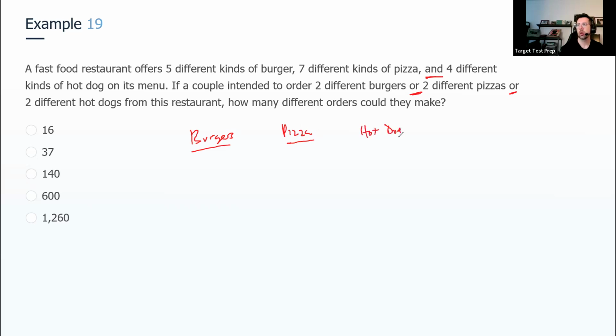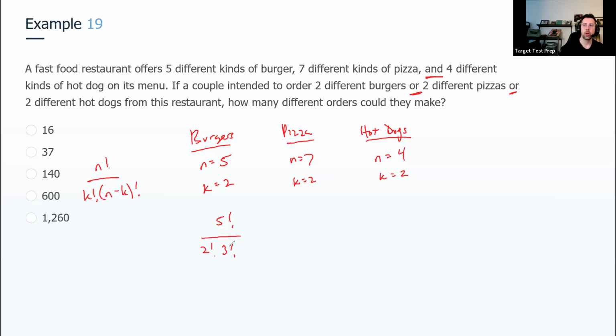Hot dogs. All right, so it's 5 types of burgers, 7 kinds of pizza, 4 different kinds of hot dogs, and k in each case is 2. So it's choosing 2 for the 3 different types of food. This is going to be n factorial over k factorial and n minus k factorial. This is going to be 5 factorial over 2 factorial, 3 factorial.